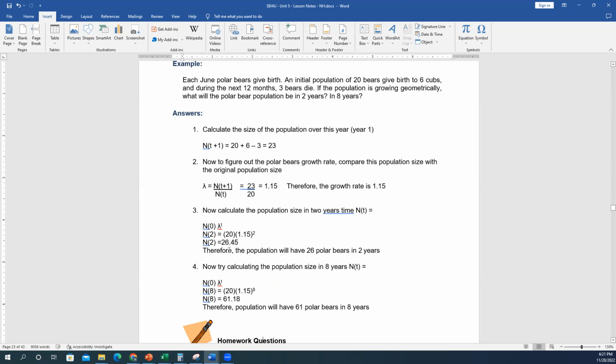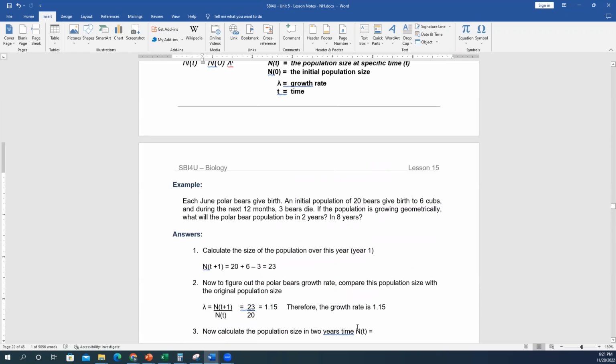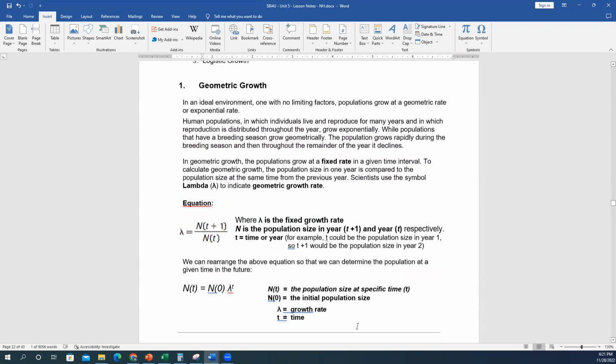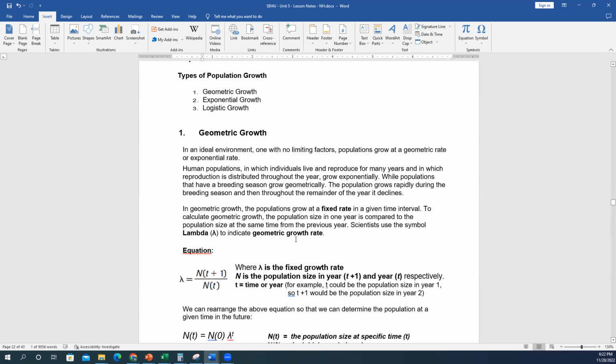And in 8 years' time, the same way. We calculate it using the same equation, and we can say that in 8 years' time, we will have 61 polar bears, not 61.18. You cannot have 0.18 of a bear. So 61 polar bears is what you're going to report here. So that was an example of geometric growth rate.